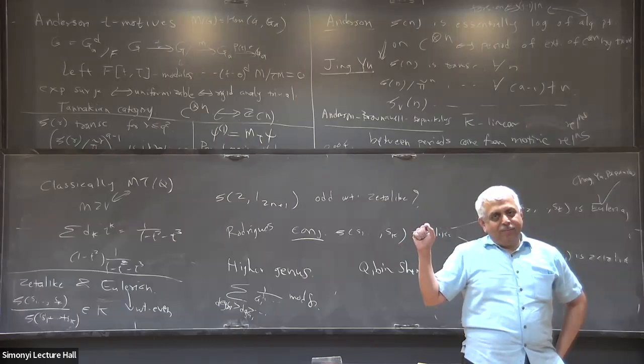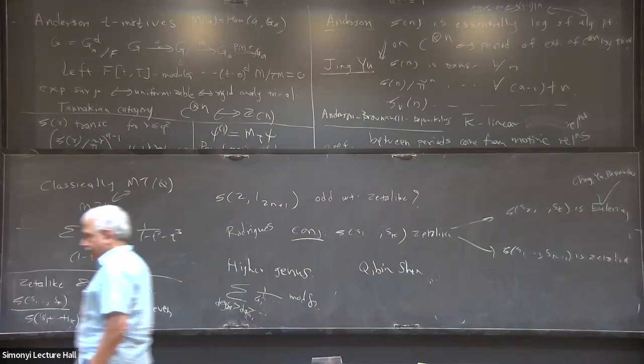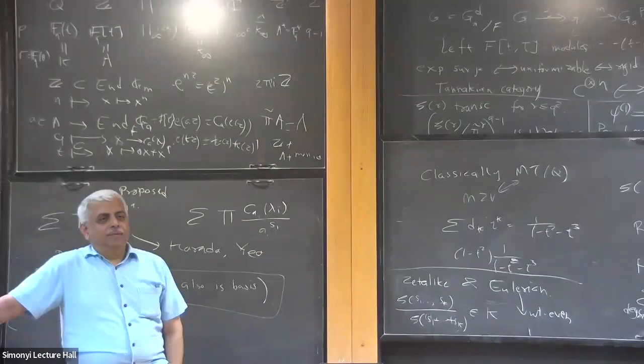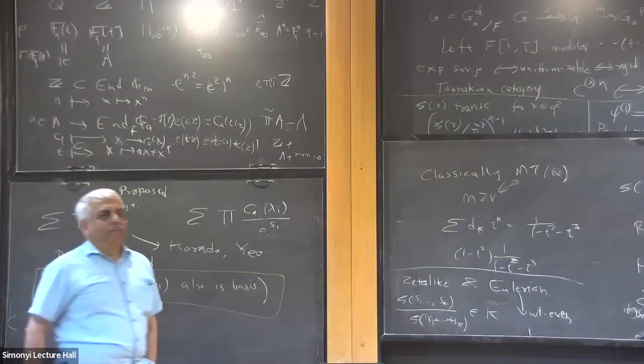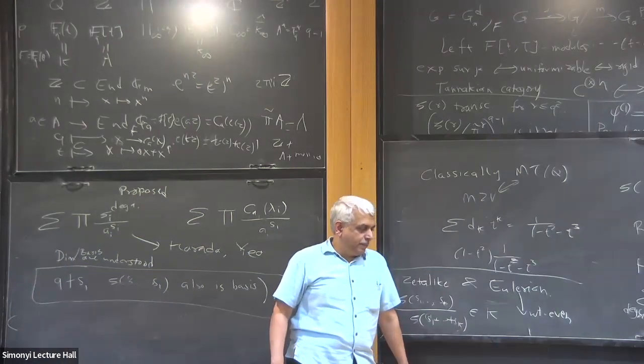If you work with the mixed Tate motives, you get enough relations to get the right dimension. Right. But the question is whether those are independent. The naive classical relations are enough already for those. I'm not sure.